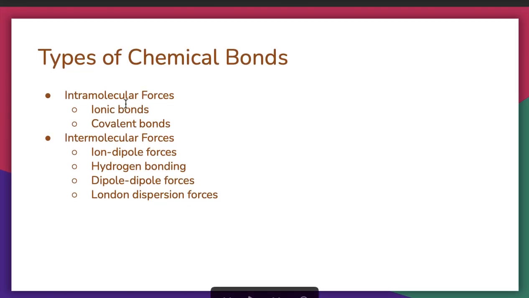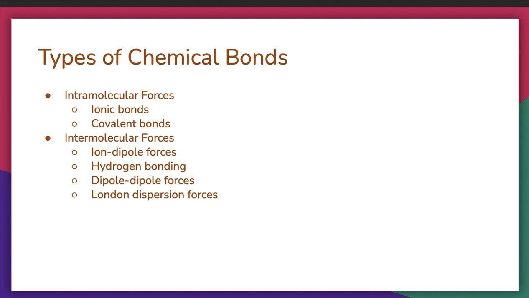So these can be divided into two types. There's intramolecular forces and intermolecular forces. Intramolecular forces are the chemical bonds that we draw out in structures. So there's two types in that, the ionic bonds and covalent bonds. And intermolecular forces are forces that are present between different molecules in any space.